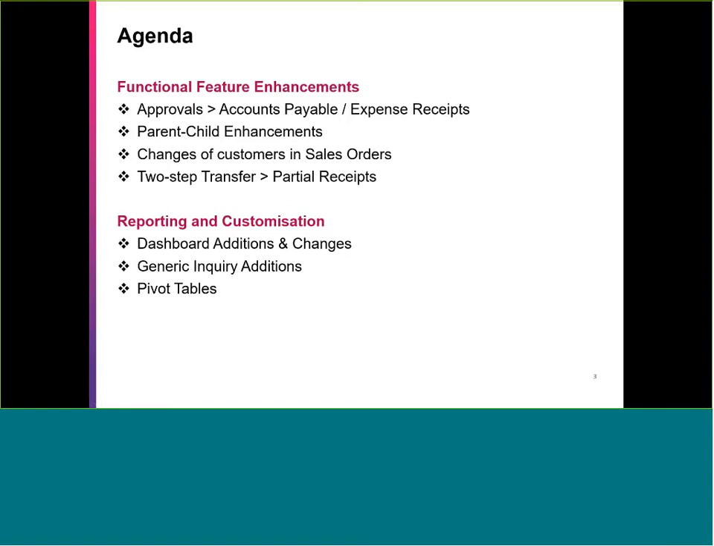The other feature that's come through is also the two-step transfer for partial receipting, where previously when you're doing transfers in the system, the receipts, you could only receipt the total amount. Now we can actually do partial receipting. So you might only receive in 2 of the items, the other one's gone missing in transit somewhere, so you can actually do partial receipting.